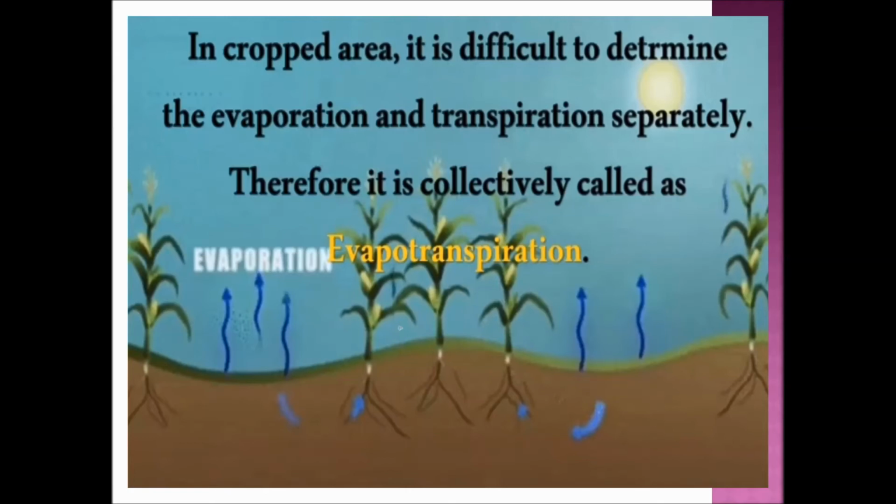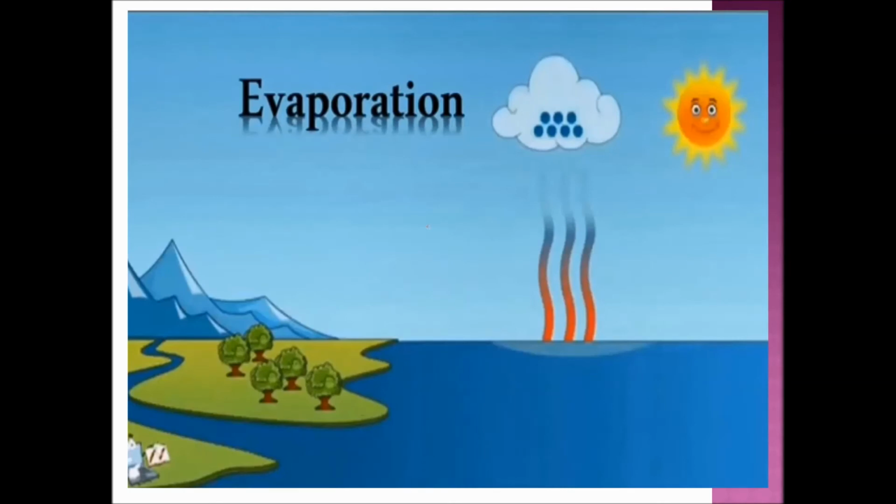Therefore, it is collectively called evapotranspiration. So, what is meant by evaporation? Evaporation means the conversion of water into water vapor. Transpiration means evaporation of water from the plants. So both combined are termed as evapotranspiration. Next, we are going to learn about evaporation.